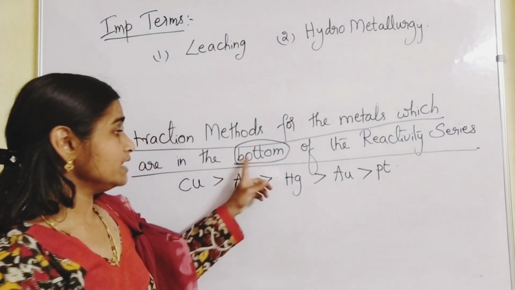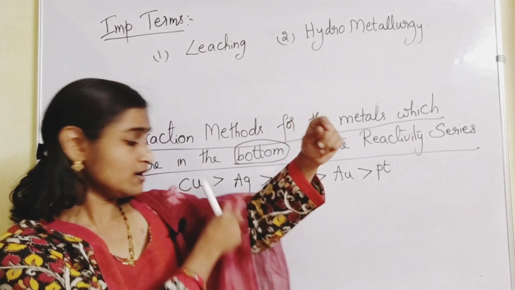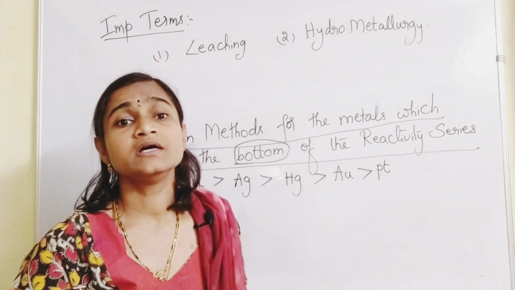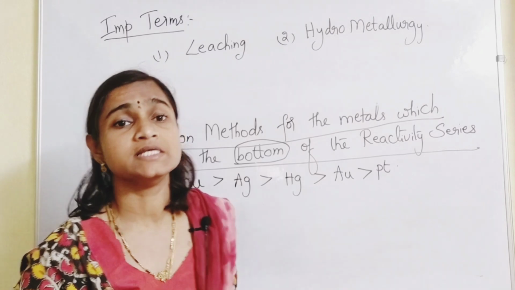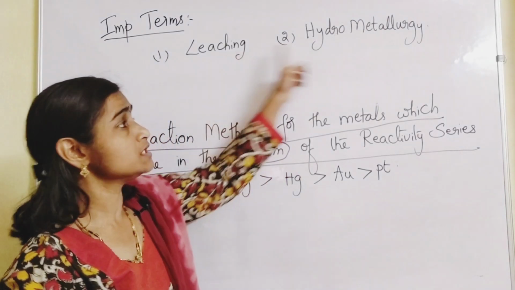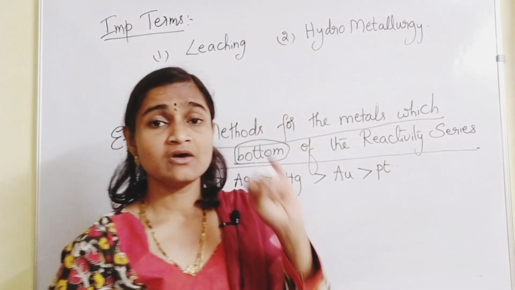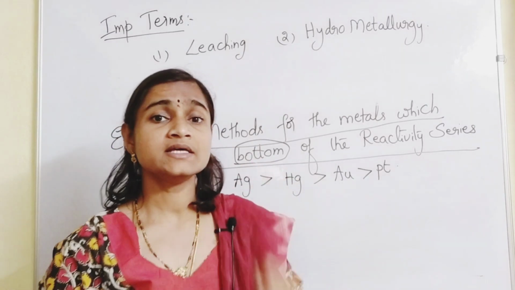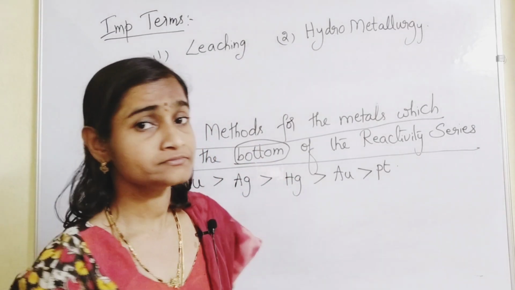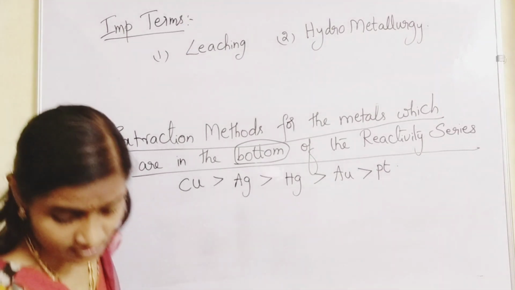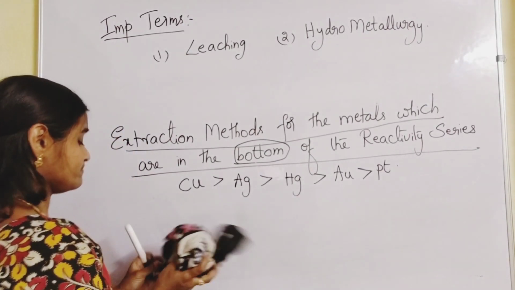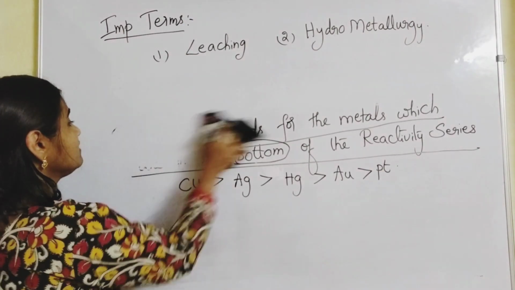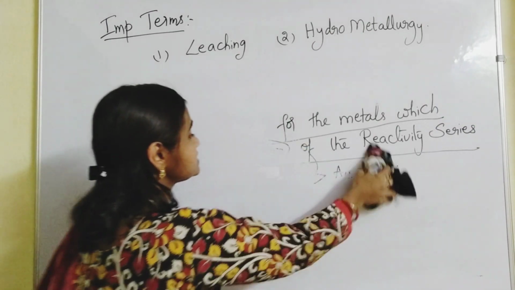Before we learn the extraction methods for the metals in the bottom of the reactivity series, we should learn about 2 terms. What are those 2 terms? One is leaching and another is hydrometallurgy. So, leaching. What is leaching? Let us learn what is leaching.